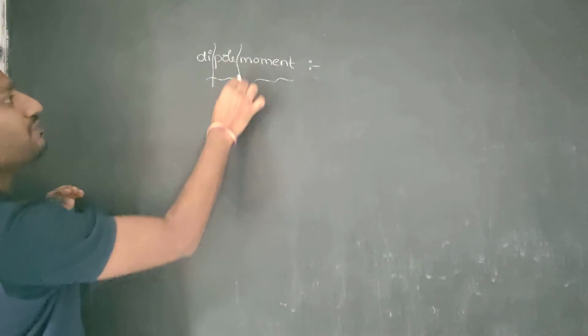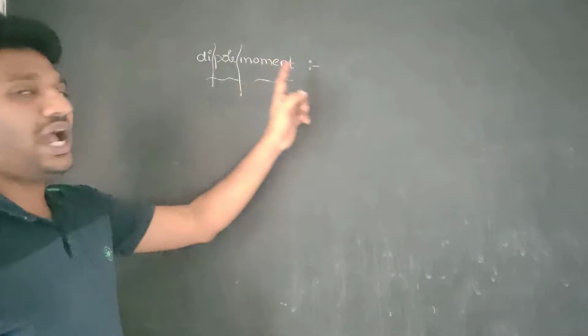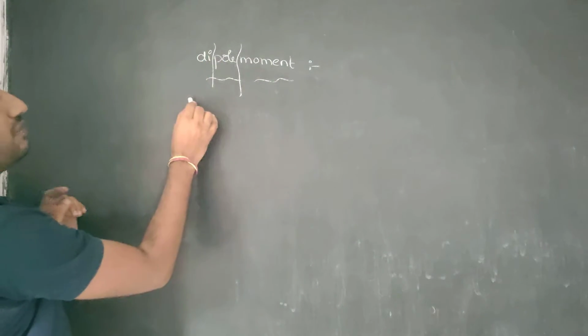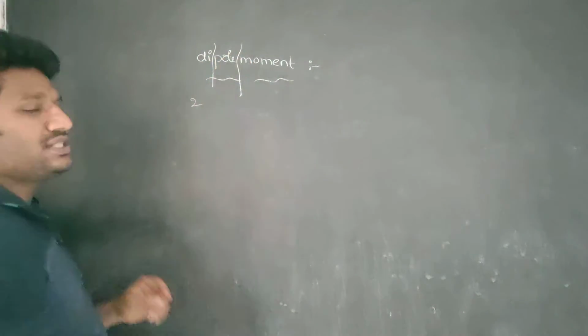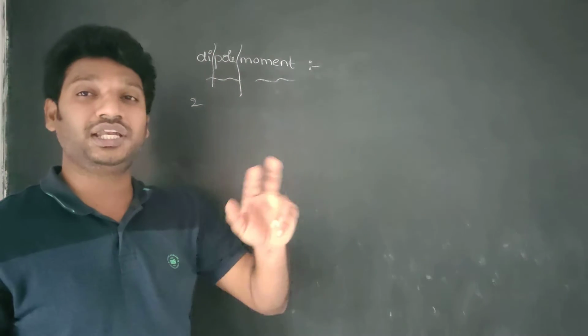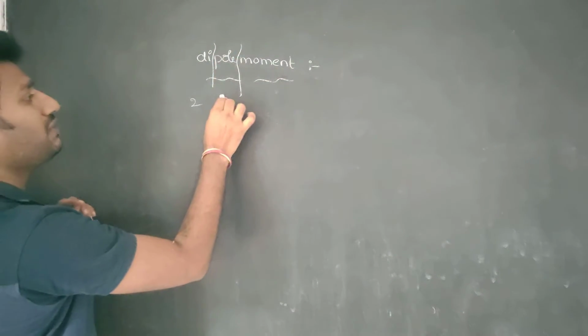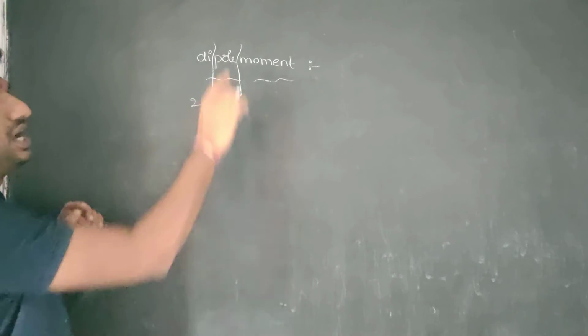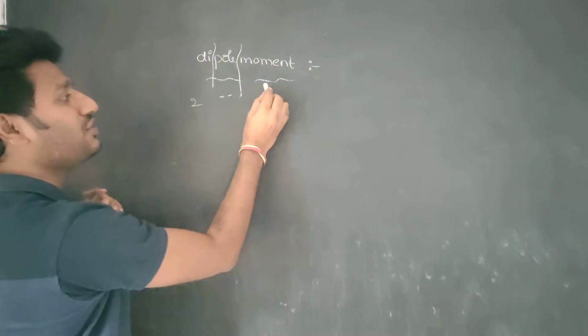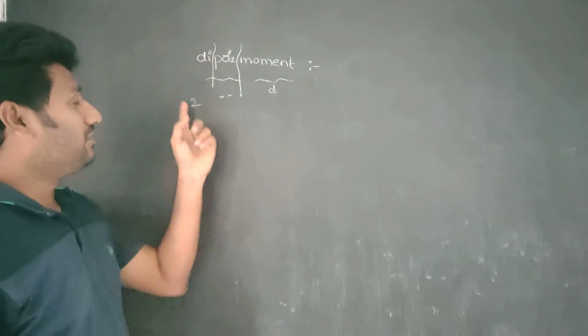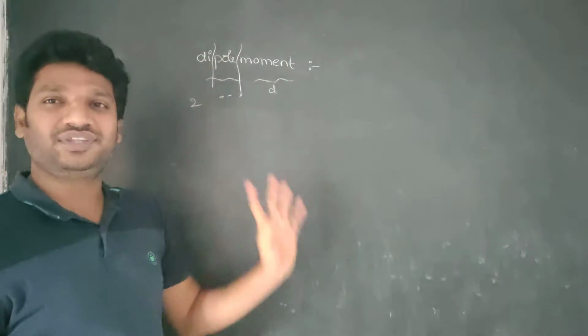Di and pole and moment. I have split it in this way. Di means two. Pole is nothing but north pole and south pole; there are two oppositely charged poles, that is, a positive charge and a negative charge. And moment is equal to distance. This is the definition of the dipole moment.